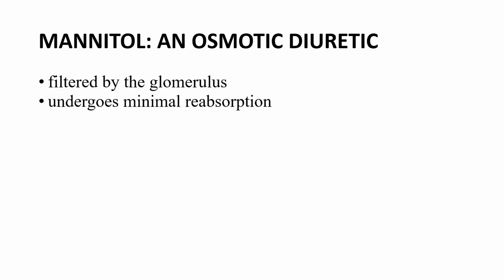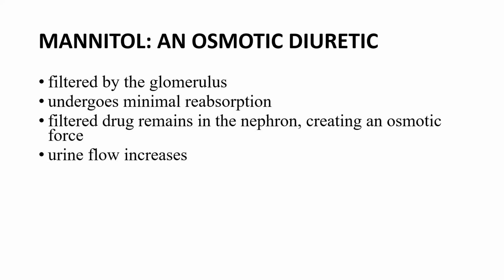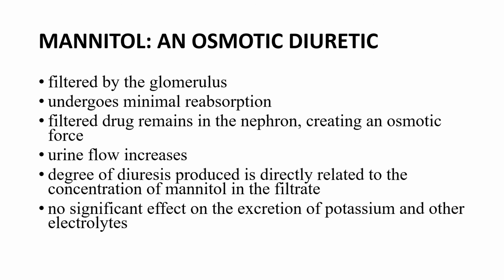So following an IV administration, mannitol is filtered by the glomerulus. However, unlike other solutes, the drug undergoes minimal reabsorption. So as a result, most of the filtered drug remains in the nephron, creating an osmotic force that inhibits passive reabsorption of water. Hence, urine flow increases. The degree of diuresis produced is directly related to the concentration of mannitol in the filtrate. The more mannitol present, the greater the diuresis. Mannitol has no significant effect on the excretion of your potassium and other electrolytes.